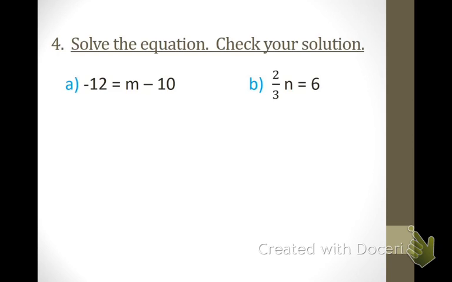Negative 10. What's the opposite of minus 10? Plus 10. So if I add plus 10 to this side, what do I have to do? Add 10 to the other side. What happens to negative 10 plus 10? It cancels out and it equals 0. Now all I'm left with is m.